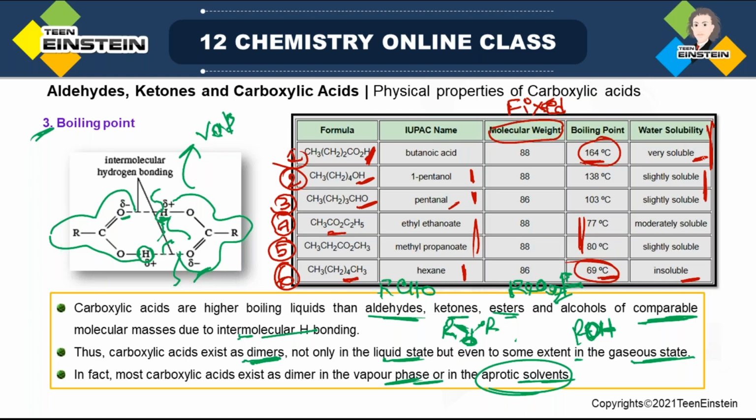So here we have the third physical property, which is boiling point. Compared to any other groups, when molecular weight is almost the same, then you can compare the boiling point. It is having the maximum boiling point.